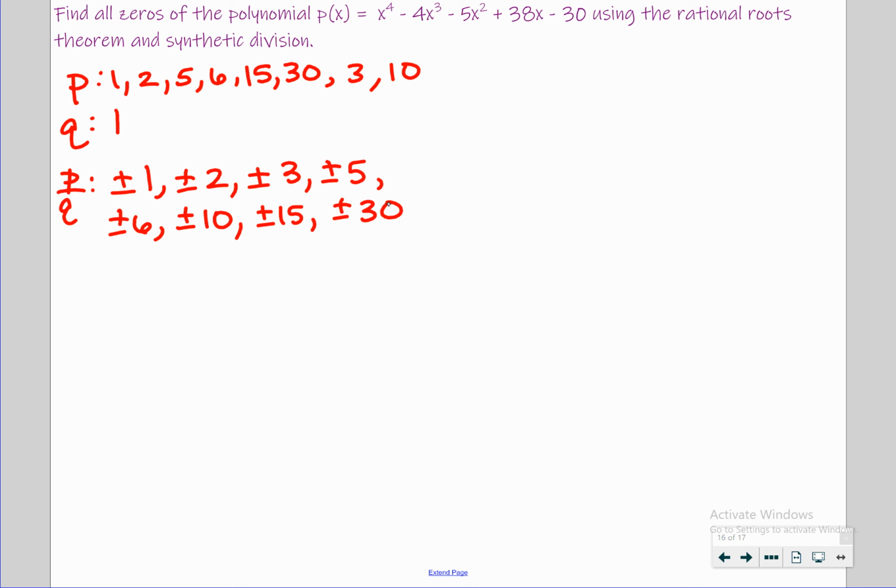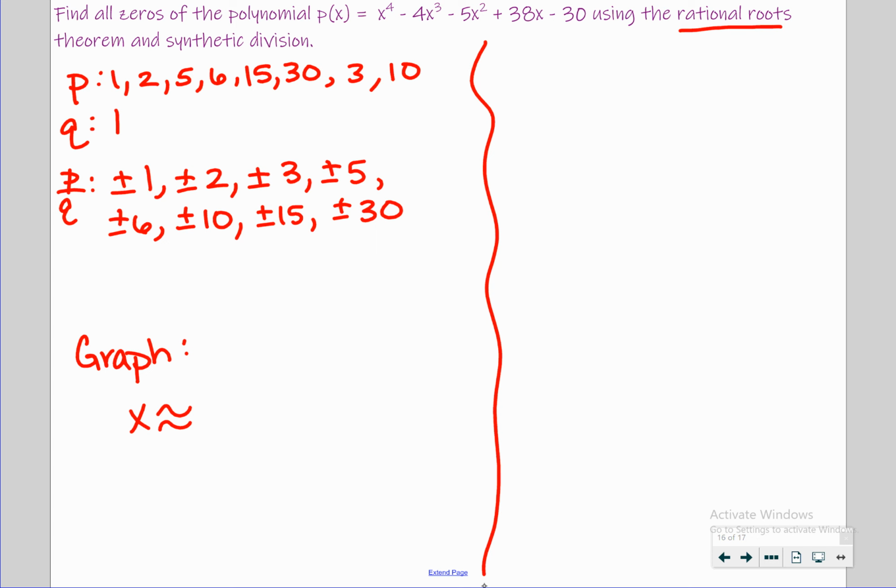All right, so we did the rational roots theorem. We showed our P's and Q's. Now go to your graph, type it in, and let's get some possibilities. Any of those numbers that we think might work. Now on this list, you have some values that are outside of your standard window. So it's possible that you have an x-intercept at like 15 or 30. If you don't have enough in the little window, you can always zoom out to find them. Okay.